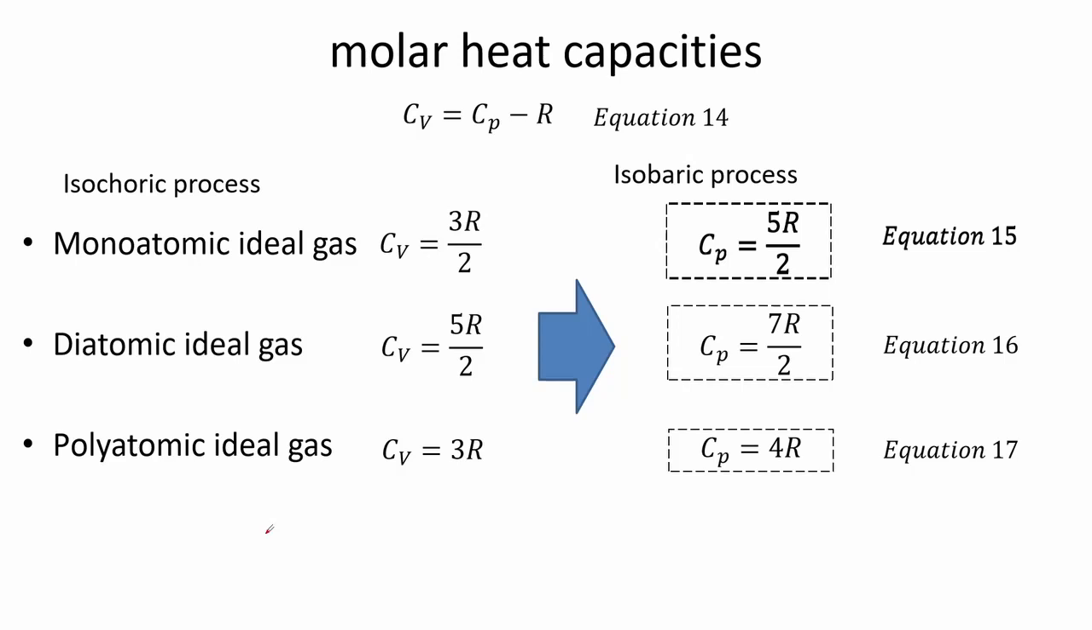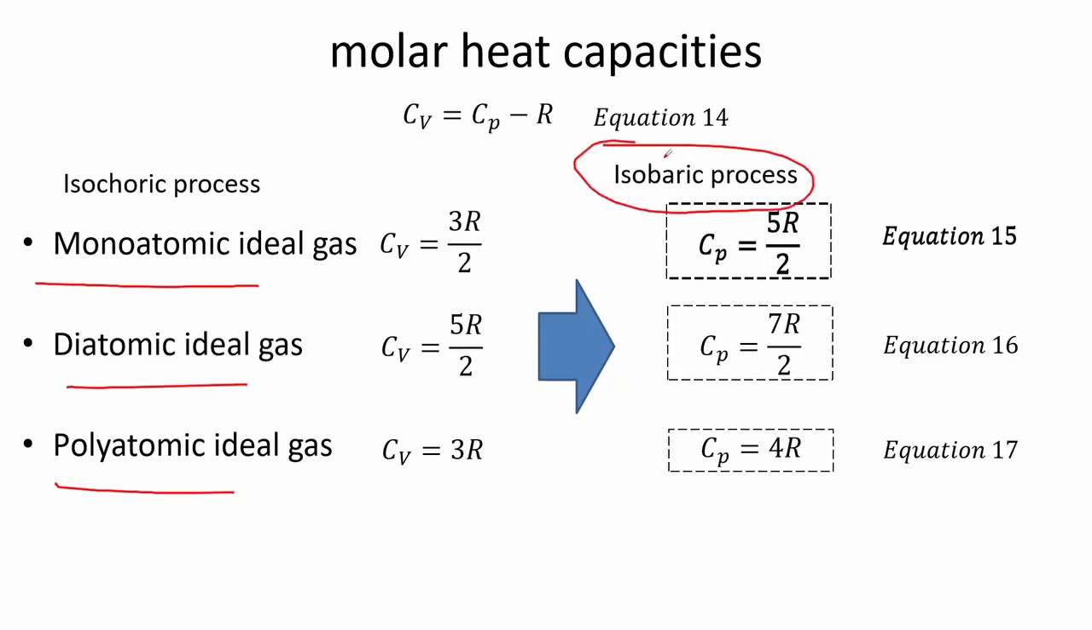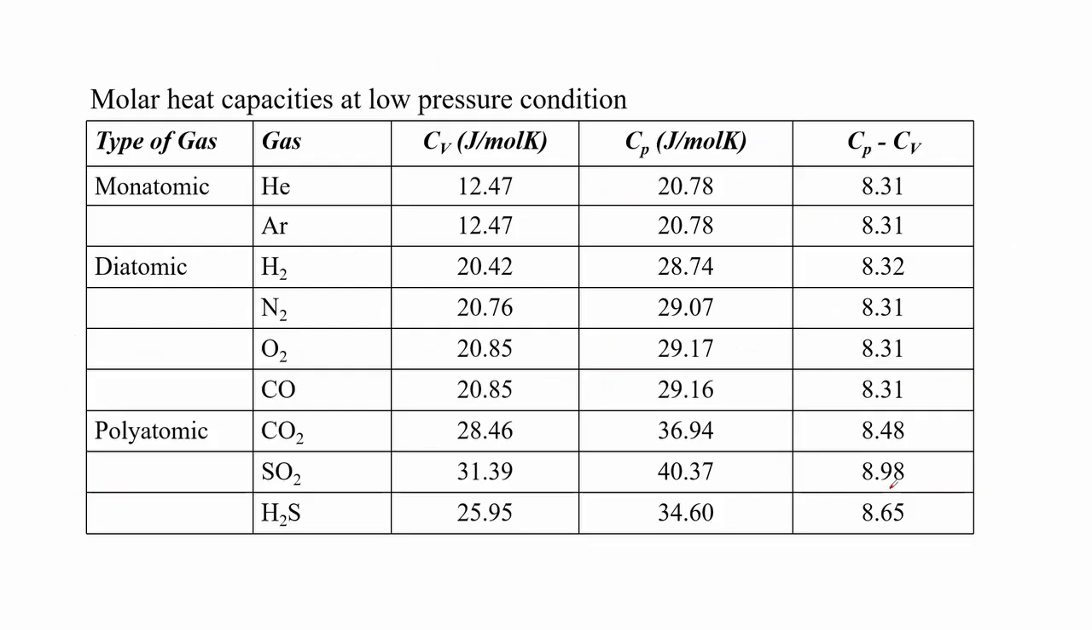Here we have the molar heat capacities for monoatomic, diatomic, and polyatomic gases at constant volume, or in an isochoric condition. We derive its molar heat capacities at constant pressure using equation 14. Shown here are its counterparts in equation 15, equation 16, and equation 17. Here we have the table for molar heat capacities for the different types of gases. The molar heat capacities at constant pressure, or isobaric, are comparably higher than their molar heat capacities at constant volume equivalents.